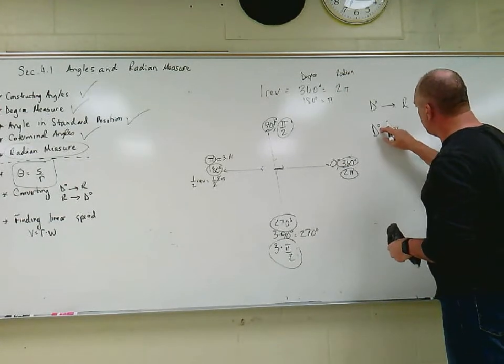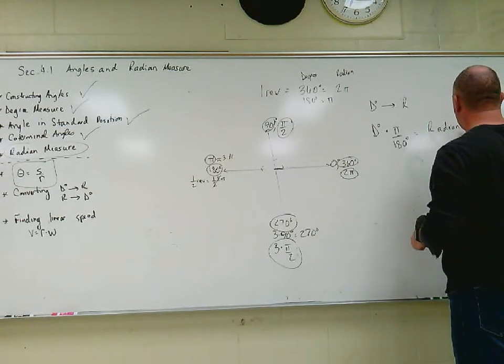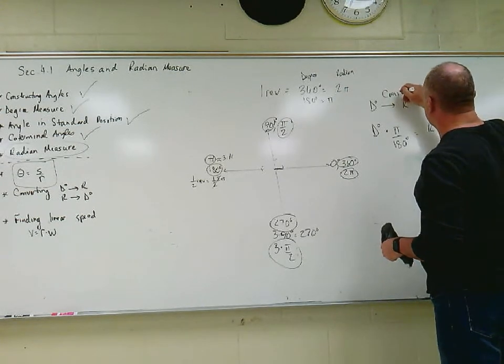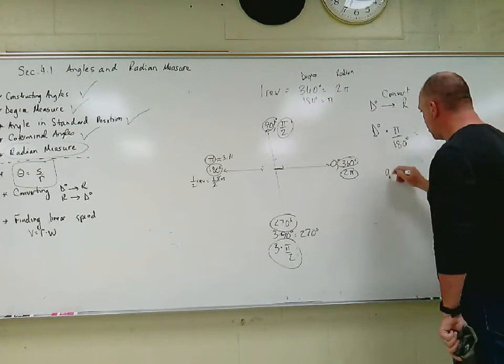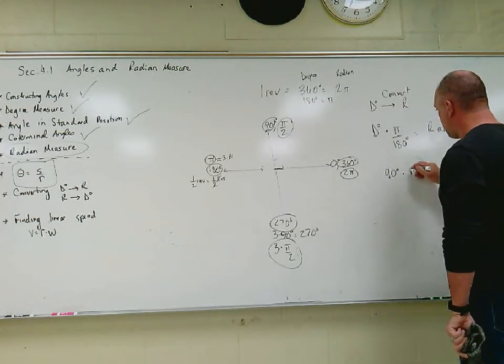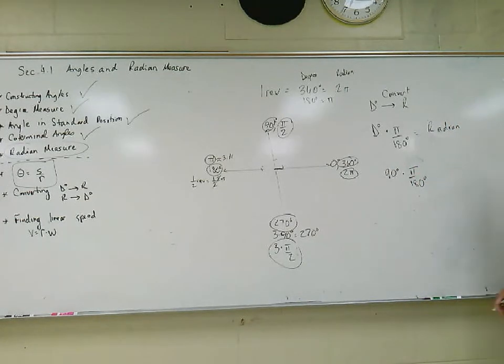So if I take degree measure, multiply by pi over 180, that's going to equal radian measure. Okay, this is how you convert from degrees to radians. So you take your degree measure, 90 degrees, if you multiply by pi over 180, and then what you're going to have to do is get used to simplifying fractions.